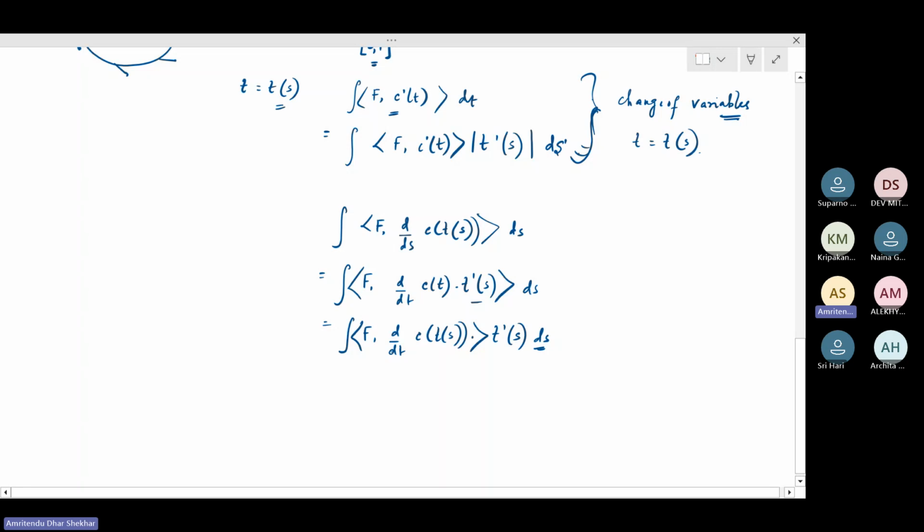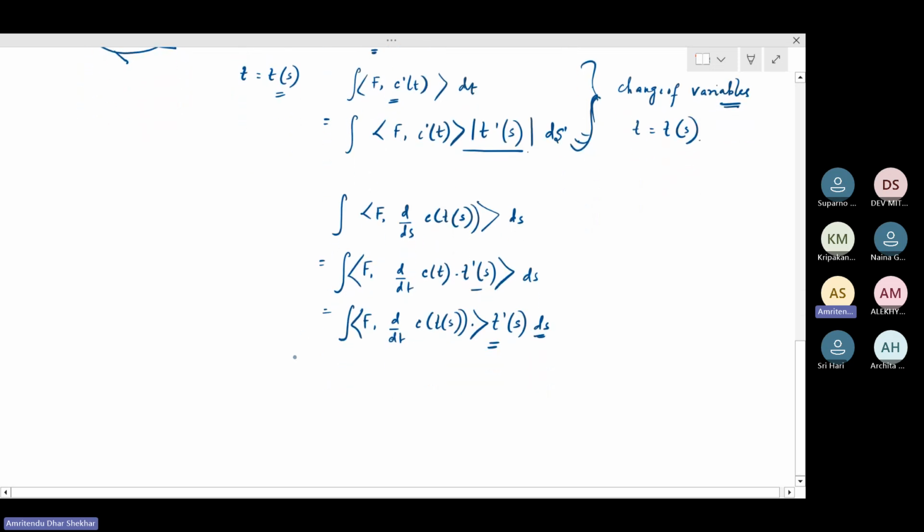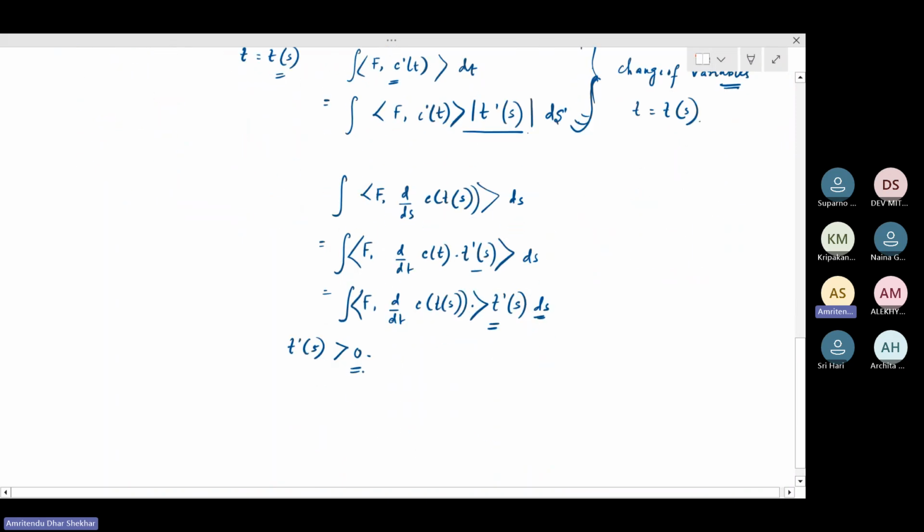The difference is that here you have a mod of t dash s, whereas here you simply have t dash s. So for the quantities to be the same, what we need is that t dash s should be positive. So now, can you say what this means? We require t dash s to be positive. Then only would t dash s be equal to mod of t dash s, and we'll be fine.